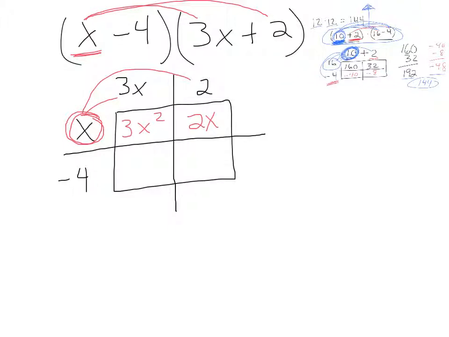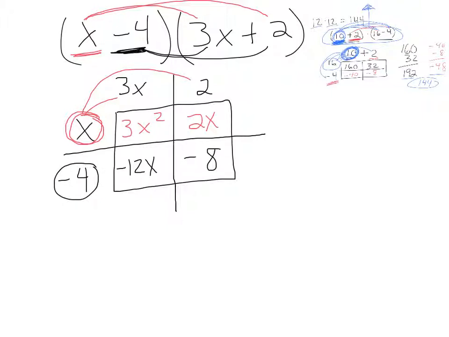And then we have the negative 4 part here. Negative 4, include the sign. Negative 4 multiplying this 3x, and then negative 4 multiplying the 2. Negative 4 with 3x is negative 12 for the number, and you still have the x. Negative 4 multiplying the 2 is negative 8.